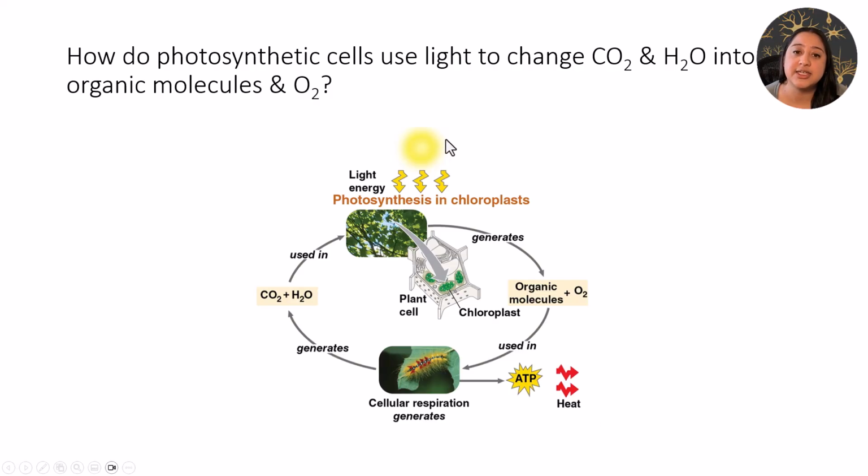Photosynthesis happens in plant cells in an organelle called the chloroplast. If you remember when we took a tour of the cell, chloroplasts convert the light energy from the sun, and they take the water and carbon dioxide that they breathe in and use that light energy to generate organic molecules and oxygen. And those organic molecules and oxygen are used by cellular respiration, which generates ATP, and also carbon dioxide and water, which also powers photosynthesis. So it's all circular.